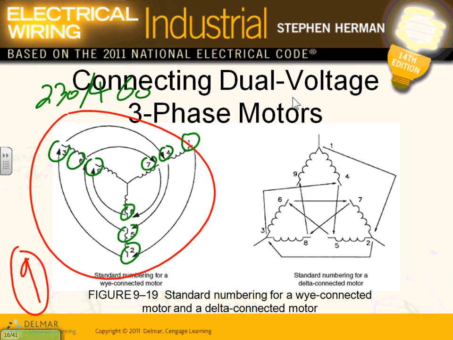Same thing for the delta. Can I get you guys to understand that 90% of what you're going to be seeing is a Y? Because the current in a Y is smaller than the current in a delta, in the winding itself. You can do it in a delta, and here's the configuration for the delta, and I'll let you guys configure that one. Any comments about this? Dual voltage motors come with 9 leads, mostly Y. That's all you're going to remember.